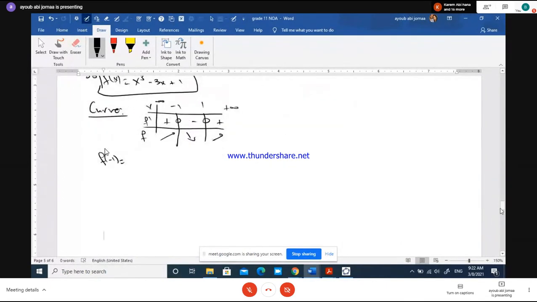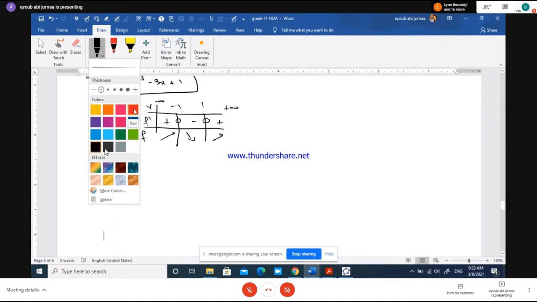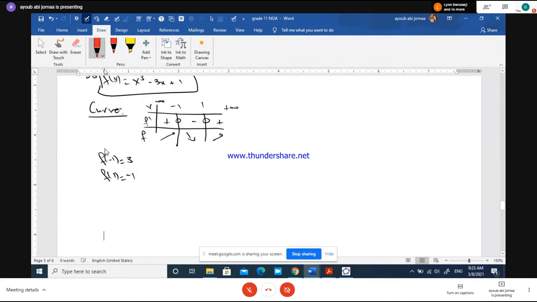Okay. Now f of negative 1, replace x by negative 1 here. You'll get 3. And f of 1, also replace x by 1. You'll get negative 1. So here, the point negative 1, 3 is the maximum. 1, negative 1 is the minimum.